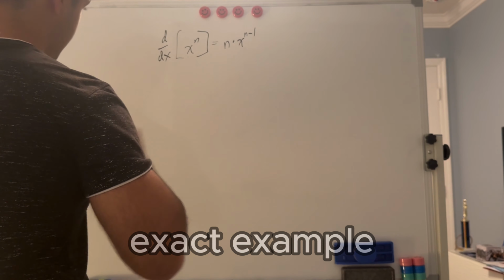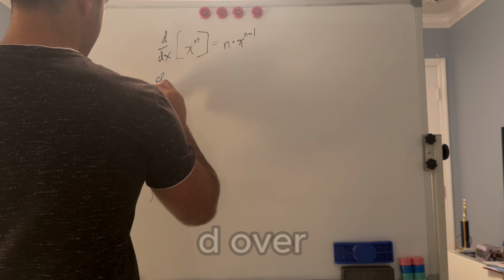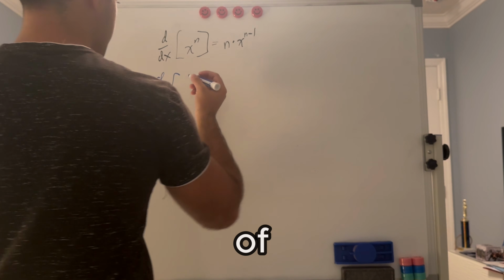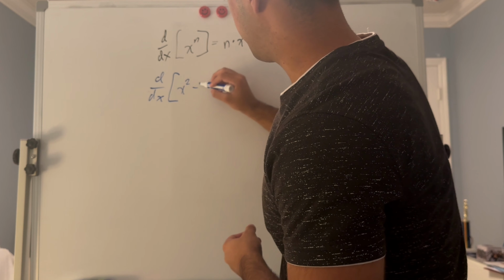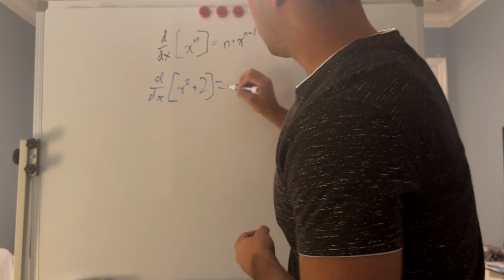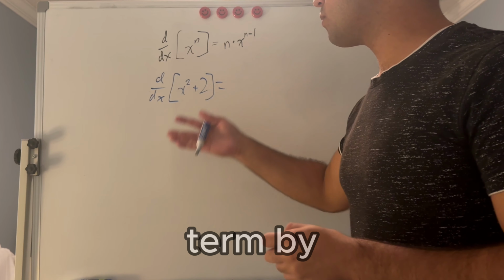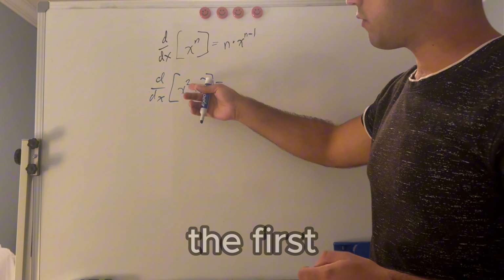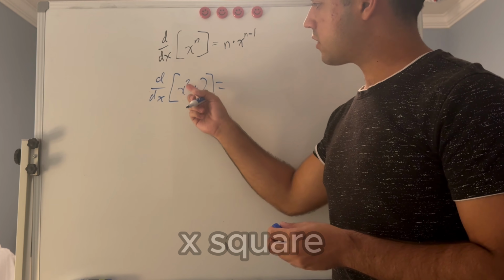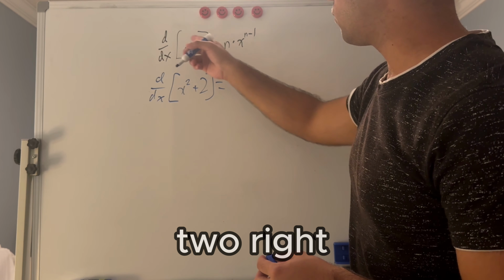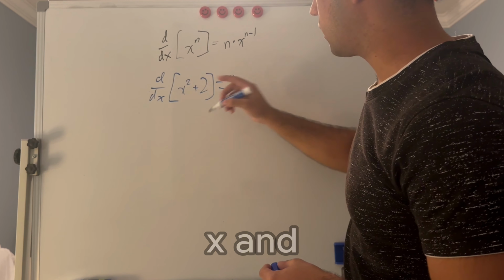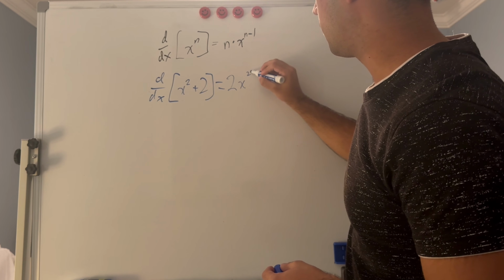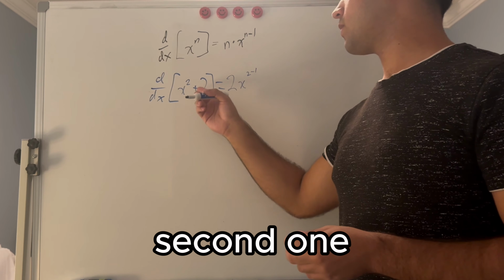So how would this look? Let's use the same exact example we had, d over dx of x squared plus 2. With the power rule, you do it term by term. So let's focus on the first term, x squared. We're going to drop the 2 and multiply it, so we have 2 times x, to the 2 minus 1. And then for our second one, plus 2.